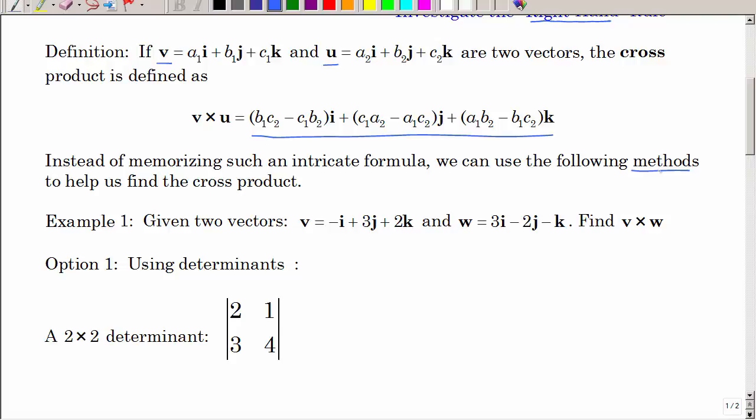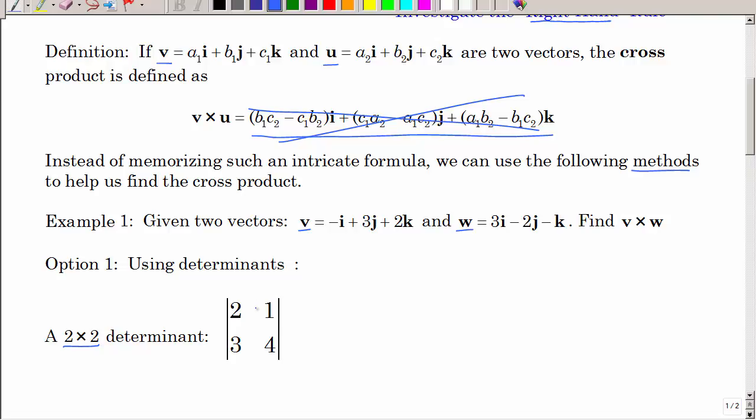So for example 1, we're going to be finding the cross product of v and w. So the first option is to find the cross product using what's called determinants. What is a determinant? It is rows and columns of numbers that's usually associated with a matrix. It is always square in that it has as many rows as columns. So we have a 2 by 2 determinant here, and we want to evaluate that.